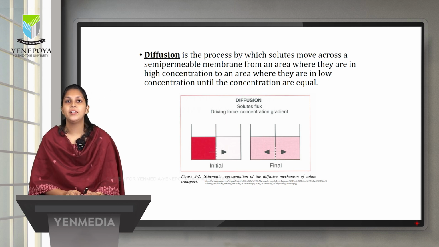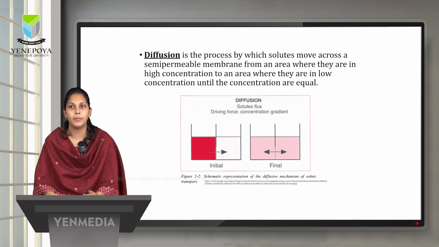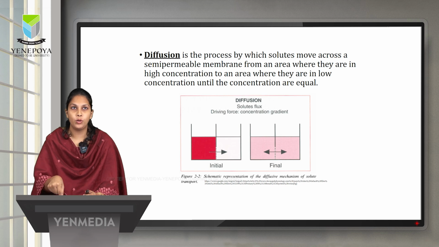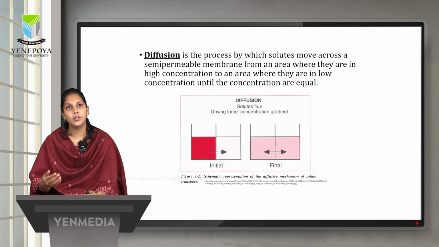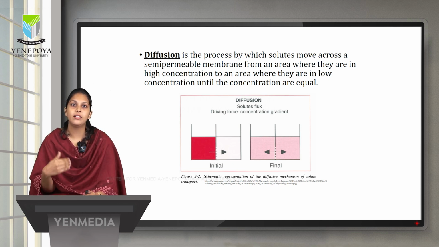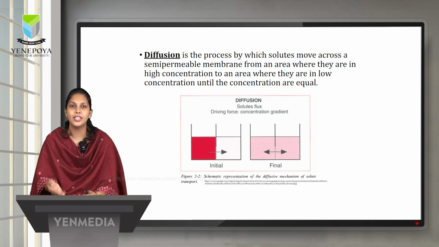For example, we will take a tea bag. The tea bag acts like a membrane. When you place a tea bag in hot water, some of the water will enter the tea bag, and the concentration of the tea, like the flavor of the tea, will be high inside the tea bag, but outside the tea bag it will be less.